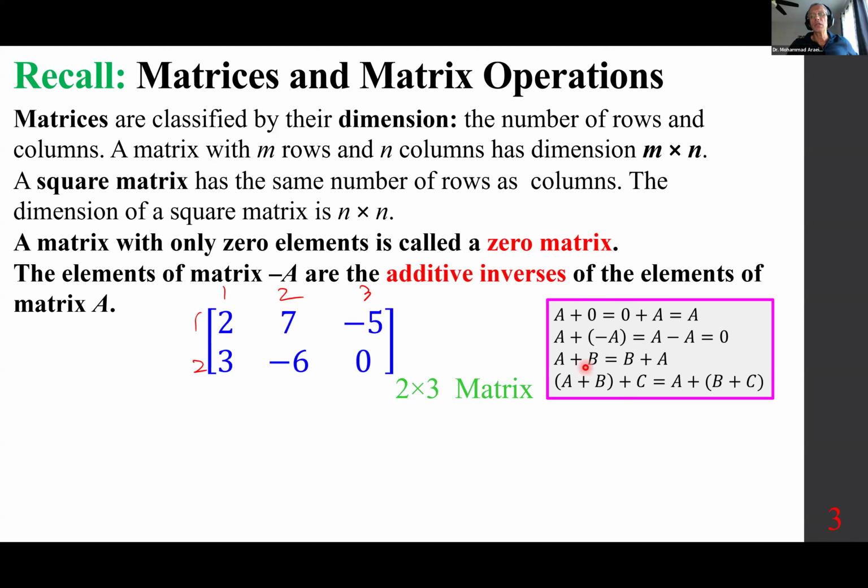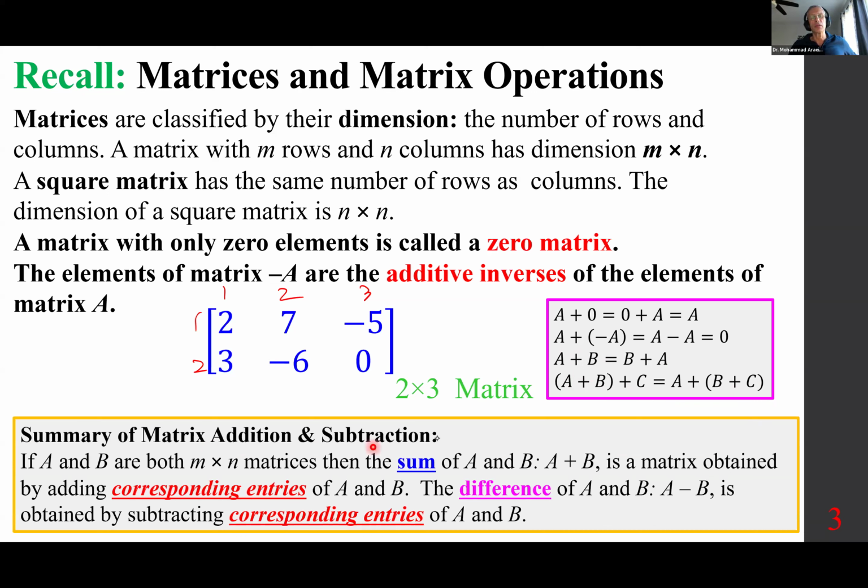A plus B equals B plus A. We can add two matrices if they have identical dimensions. So I can add the first entry with the first one, the second one with the second one, and so forth. And this is called the commutative property. As you know, this is called the associative property. A plus B plus C is A plus B plus C. That works for numbers, that works for matrices. The only restriction is the proper dimension. For addition and subtraction, we must have an identical number of rows and columns.